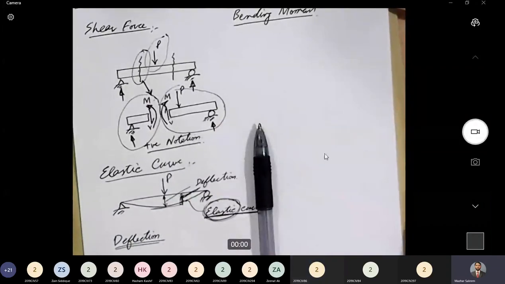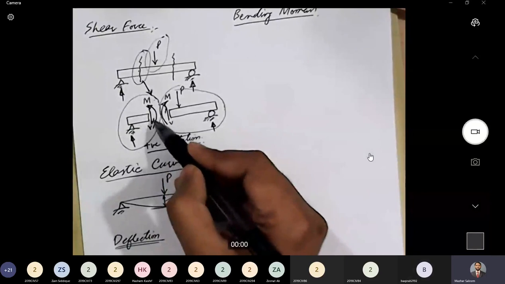All right. Any other question? Sir, please tell the positive notation of shear force. Sorry, what? What should I tell? Sir, the positive notation. Positive notation.